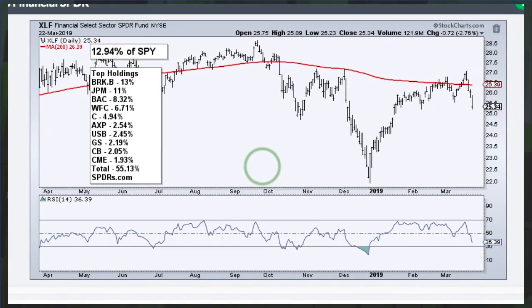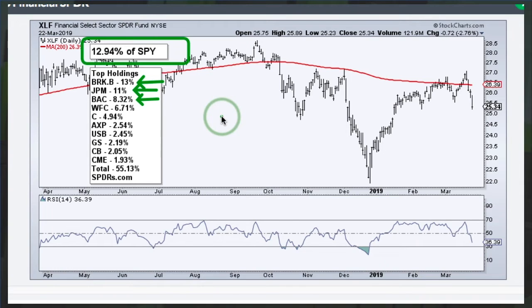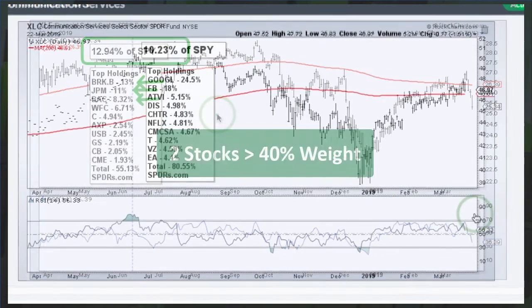We look at finance. It is the third biggest sector, 12.94% of SPY. Berkshire, which is really not a bank or an insurance company. It's kind of like this holding company that buys up businesses, but it's 13% of the ETF. JP Morgan, 11, Bank of America, 8. So, you know, these three are over 30% of the ETF. So if you're interested in XLF, you best be following these three.